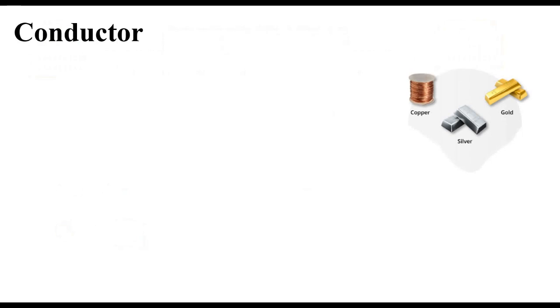We all know what is a conductor. Before that, what is conductivity? Conductivity refers to the capacity of a substance to transmit electricity or heat. Therefore, we can conclude that a conductor has conductivity.